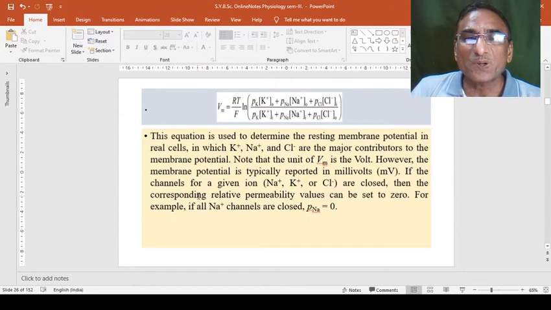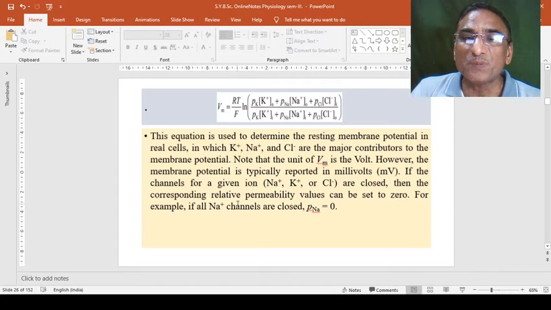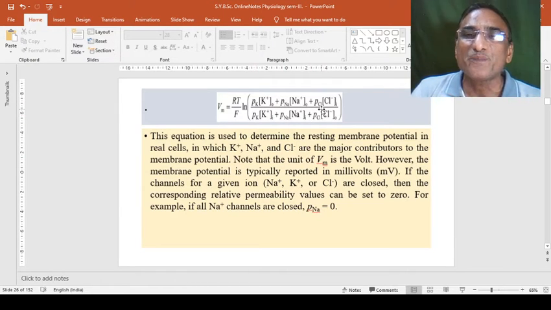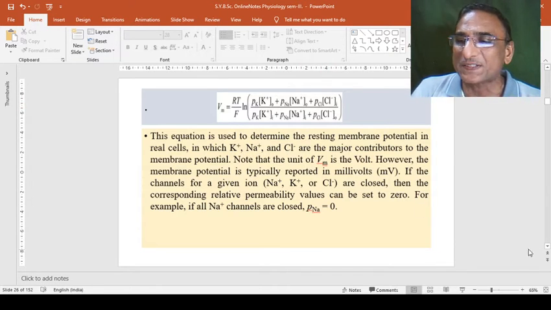If channels for a given ion, that is sodium, potassium, or chloride, are closed, then the corresponding relative permeability values can be set to 0. As there is no activity, the relative permeability is 0. For example, if all sodium channels are closed, then the permeability of sodium is equal to 0. So this is the permeability that is to be used in the formula for that particular ion, either potassium, sodium, or chloride.